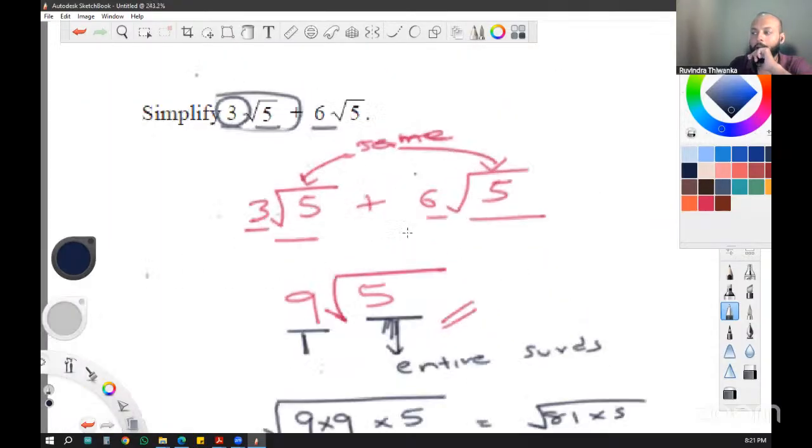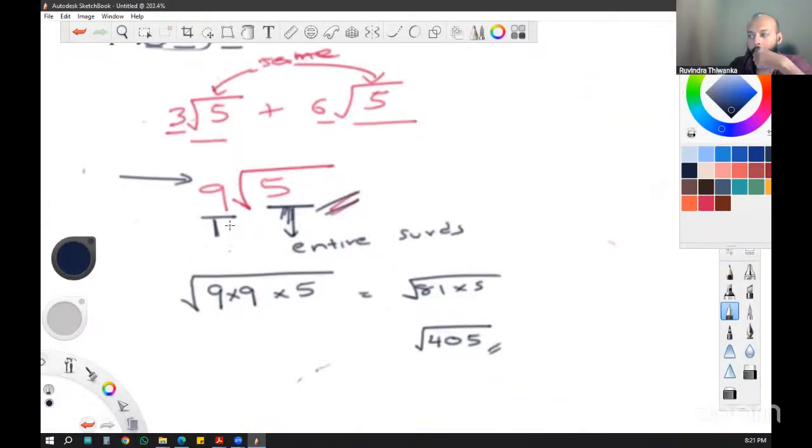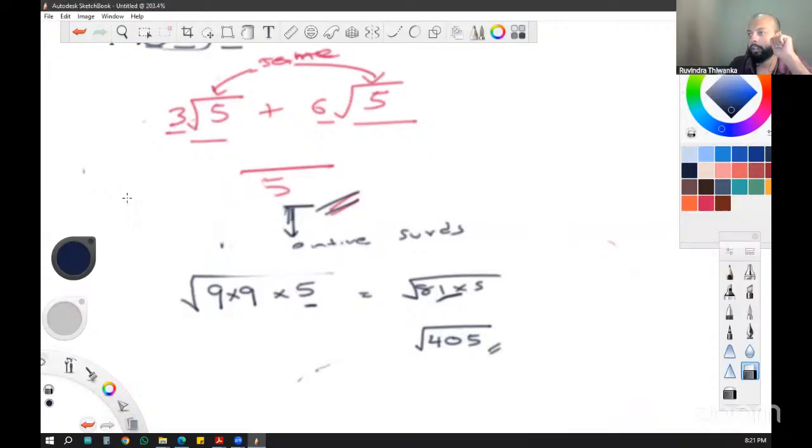If they ask you to write in surd form only, you can keep it like this, 9 square root 5. If they ask you to write it as an entire surd, then you have to multiply this number by itself and put that inside the square root and multiply by the number in the surd. Then you will get something like this.